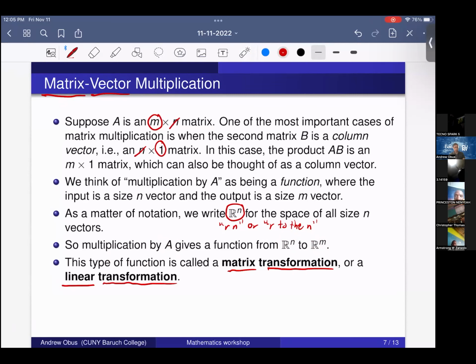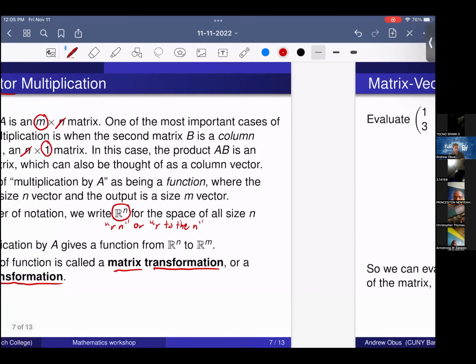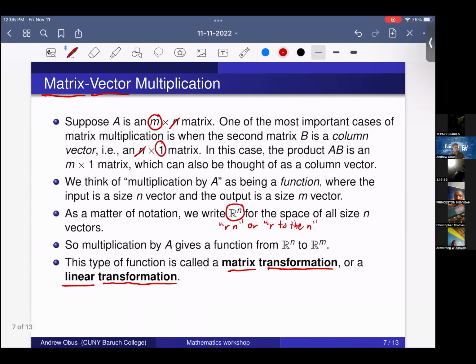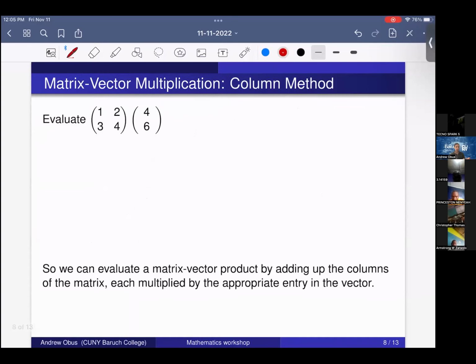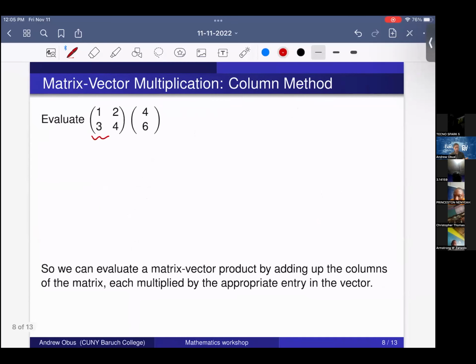This is a lot of words, so we should see an example. The example on the next page is that here we want to just evaluate this. Usually we'll give the matrix a name. The matrix is going to be called A, and the vector is going to be called V. If this is a 2 by 1 matrix, I could call it B, but since I can also think of it as a column vector, often we'll write V. We'll give it a vector name.